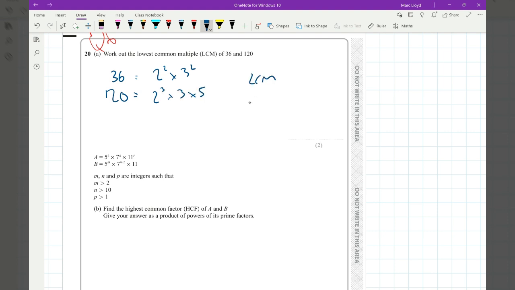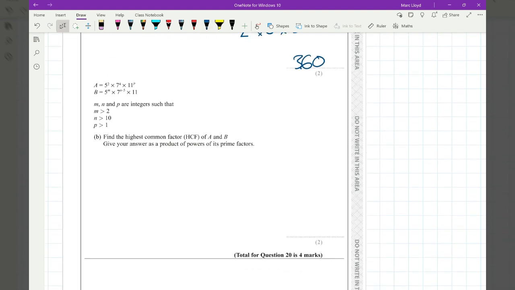Now to find the LCM, we take the highest of each of the numbers, the highest power, I suppose we could call it. So 2 cubed times 3 squared. Don't know why I didn't just put 9 in there. And that gives us 360.